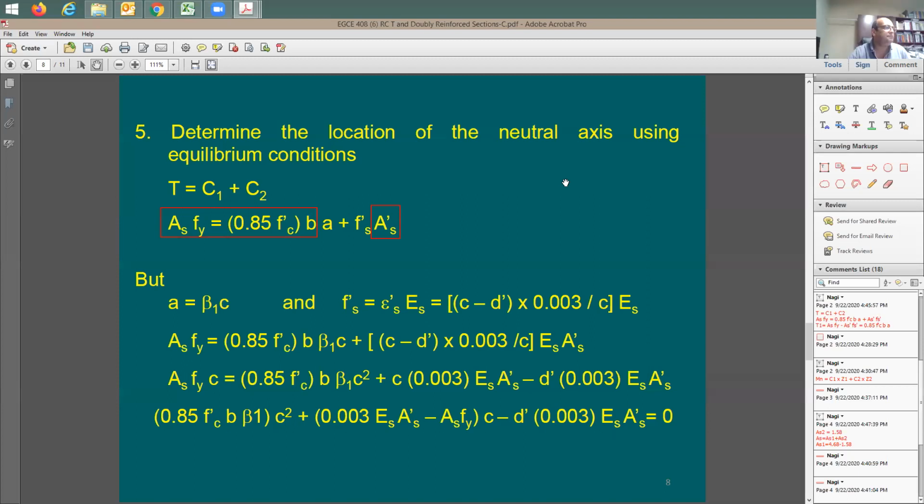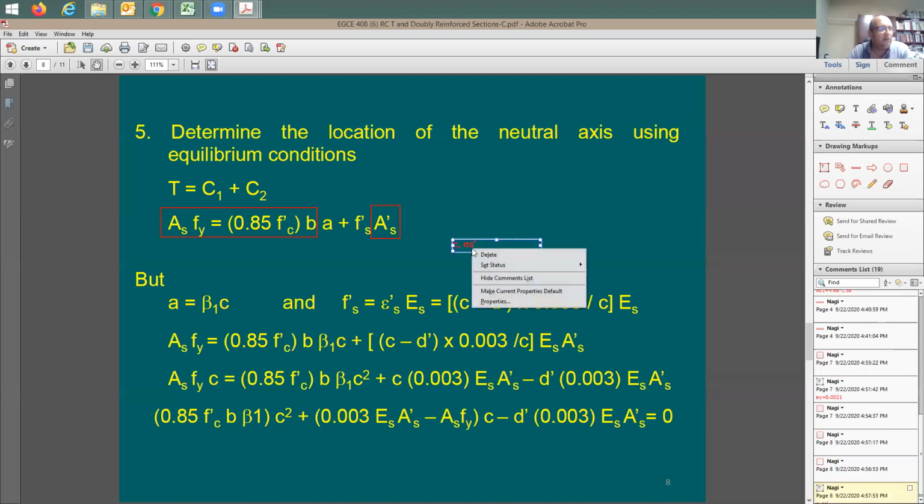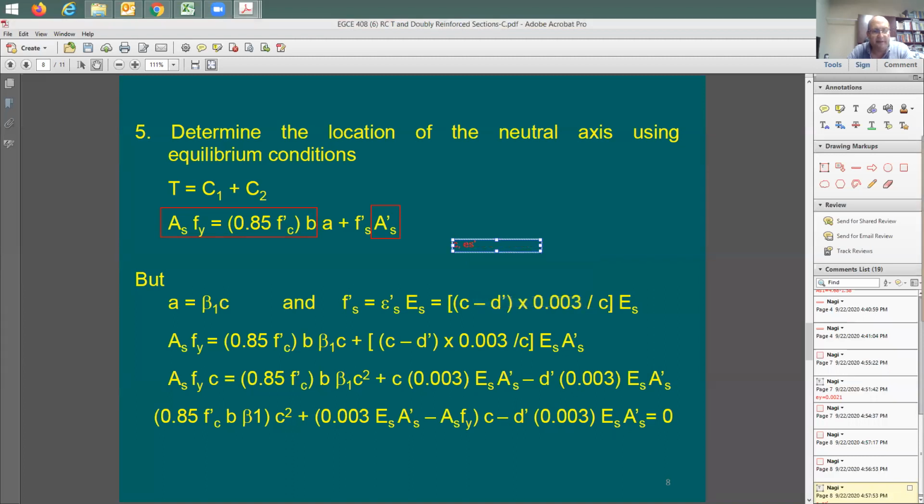Okay. Can I put it in terms of c and epsilon S prime? So I'd like to change them from having the two unknowns be a and F prime S to having it in c. What is c? Is it the compression force? c lowercase, neutral axis depth, right? And the steel strain in compression. This is going to be the two unknowns that I'd like to work with. All right.